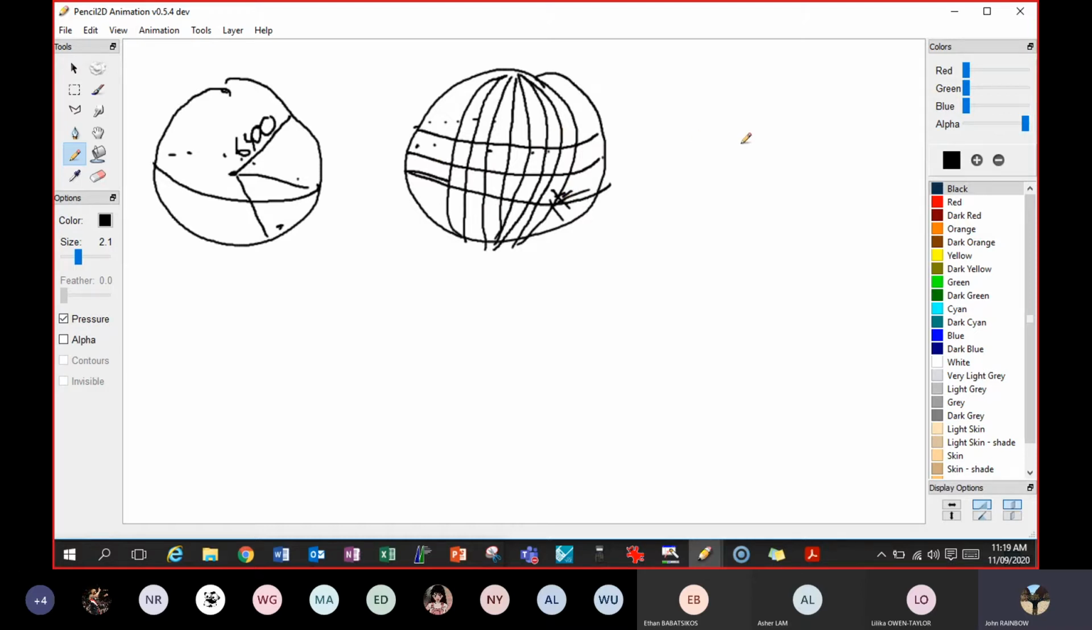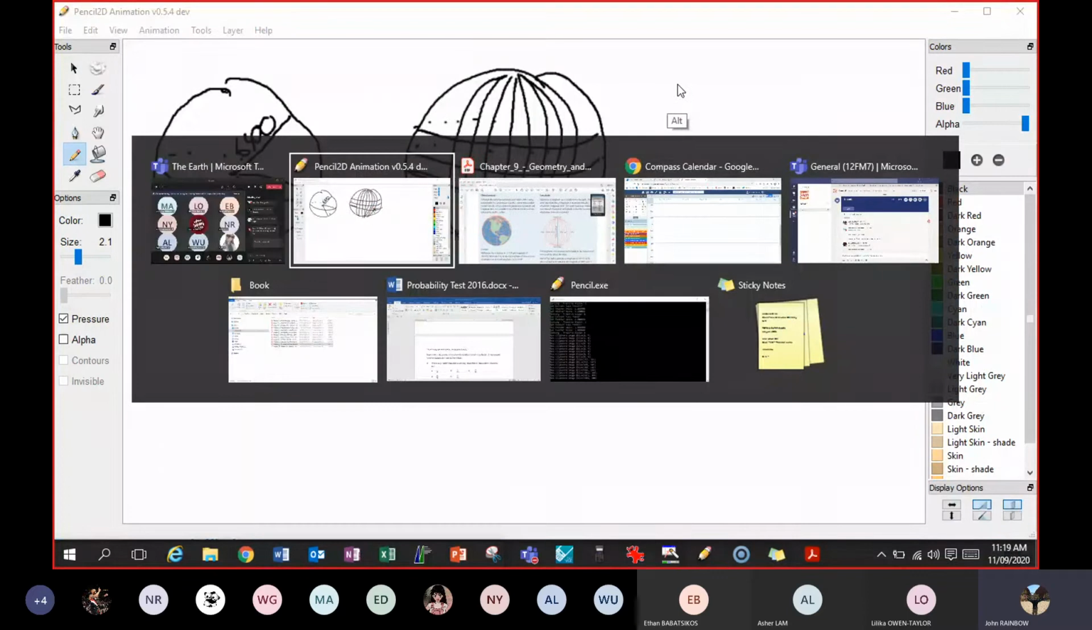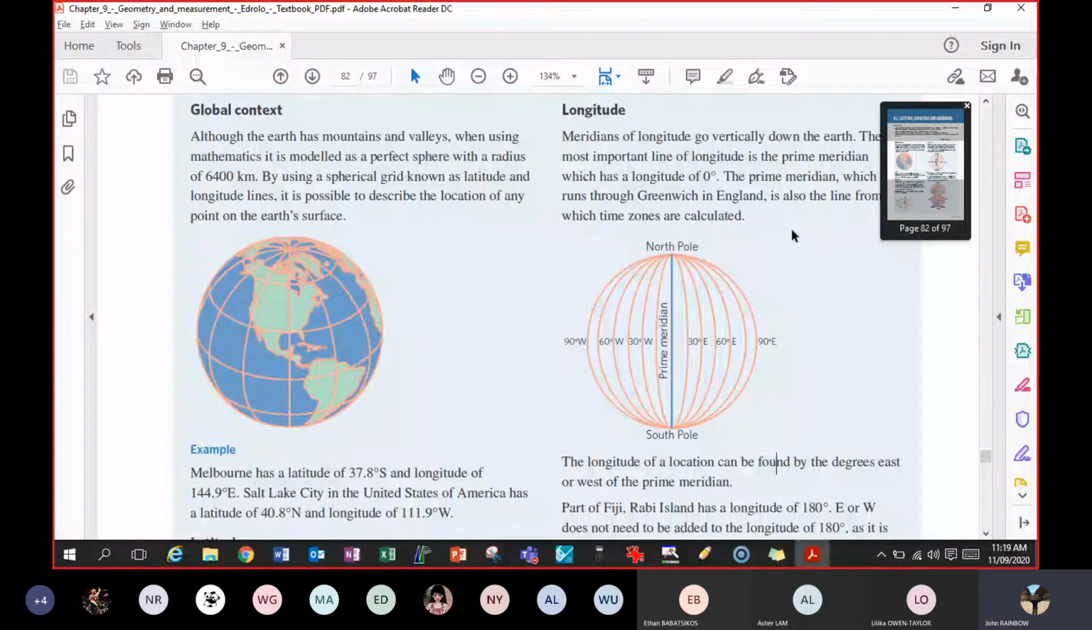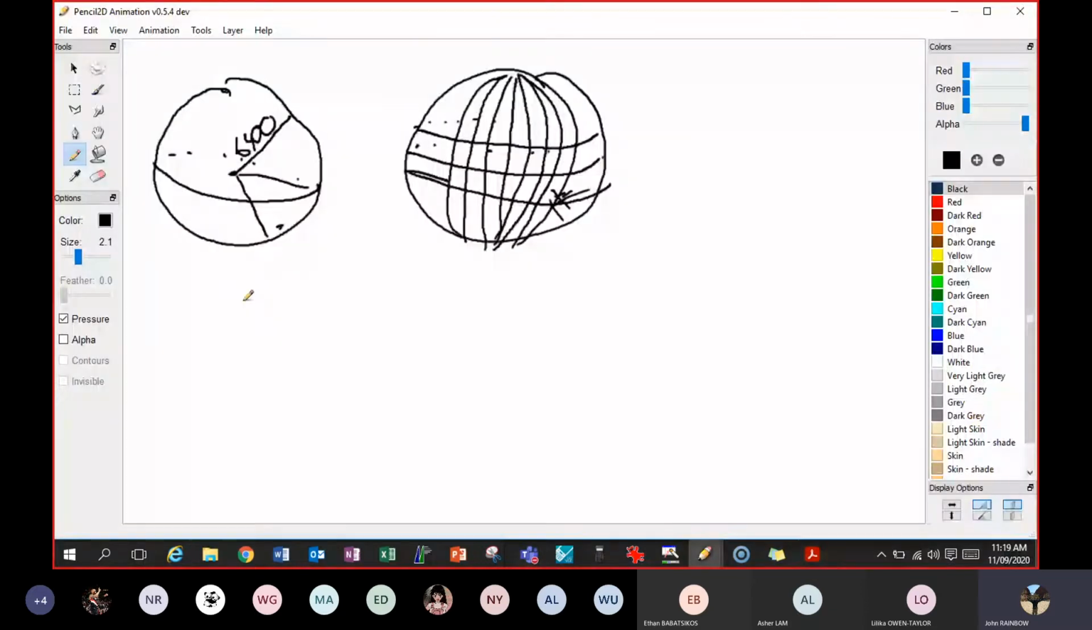So let's think about how we break it up. We have a couple of lines with these. The first one is our longitudinal lines, which are these ones. All the longitudinal lines go through the North Pole and South Pole. It's almost like if you had an orange and you're cutting straight through it. You could spin the orange around and cut through any section and it would still give you a perfect half.